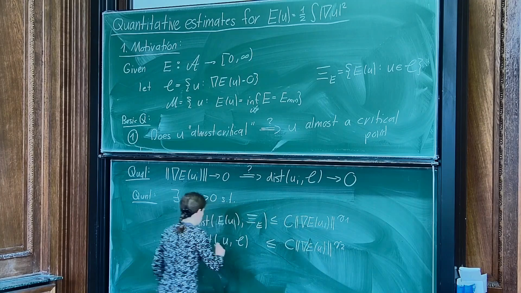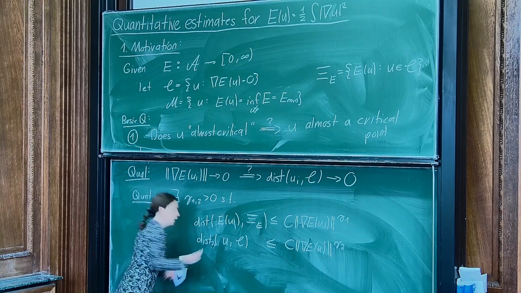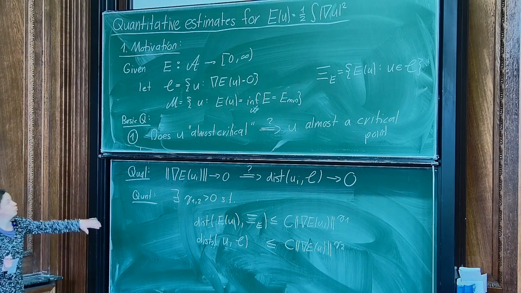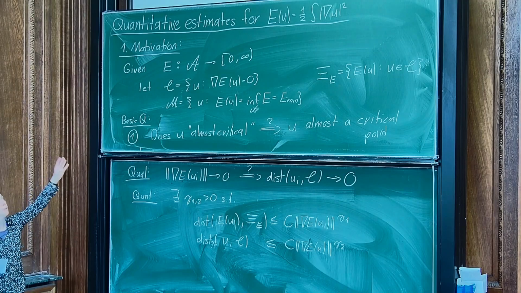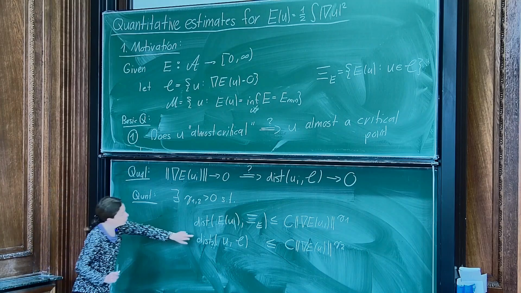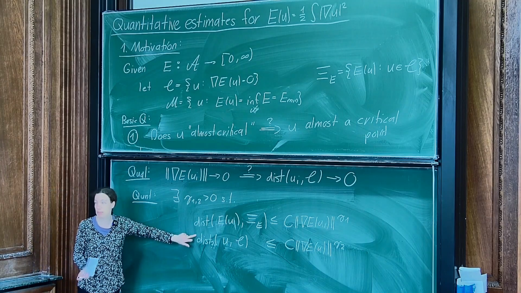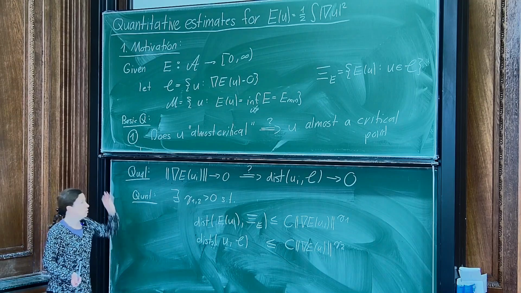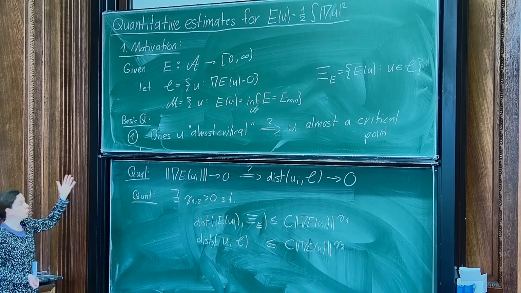And of course, when I say distance, it should be a distance which is relevant to your property, to your energy. So for me, if I consider the Dirichlet energy, the natural distance I want to consider is the strongest where I have a chance of controlling things, and that would be Sobolev H1 distance. So that's the basic question when you're looking at critical points.